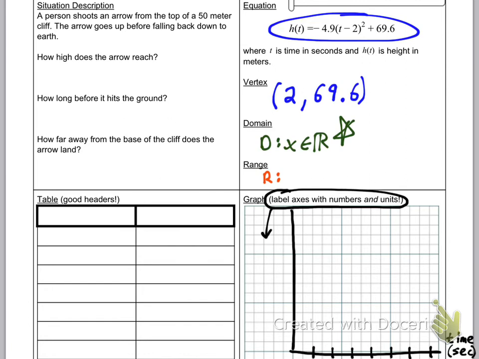Let's make those hash marks. Let's make each of those 1. That means that 1 up there is 7. And also notice I got the time. I got that from the equation where it says t is the time in seconds, because that is the x value, or the input value.